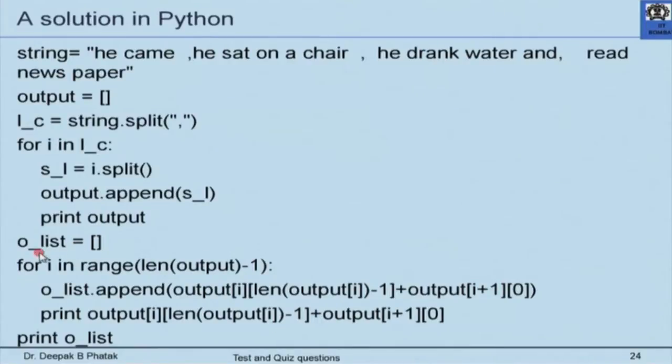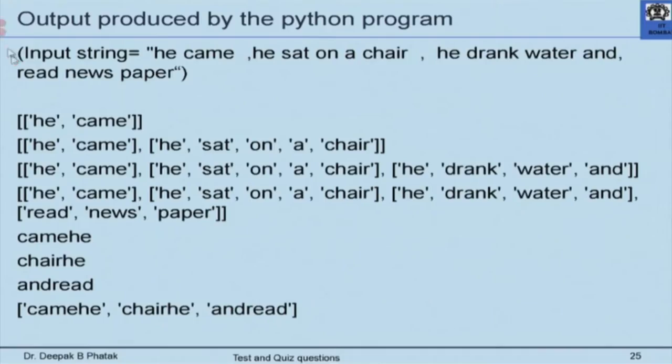Here is the last part where the programmer starts with an empty O list. This means an empty O list. And then for I in the range length output minus 1, I will explain what length output minus 1 is. He simply appends the first word and the second word together to this growing list and just prints the output list. Here is what you would get as an output.